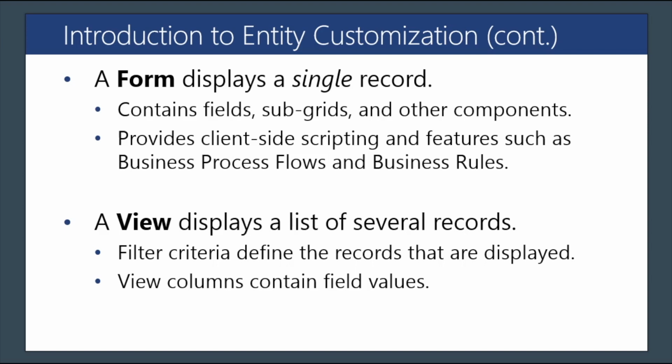And then lastly, a view. And what a view allows you to do is to display a list of records from an entity. So, for example, a list of contacts. And then you have the ability also to filter the information that's on a view, and you can control what columns are presented within the view as well.